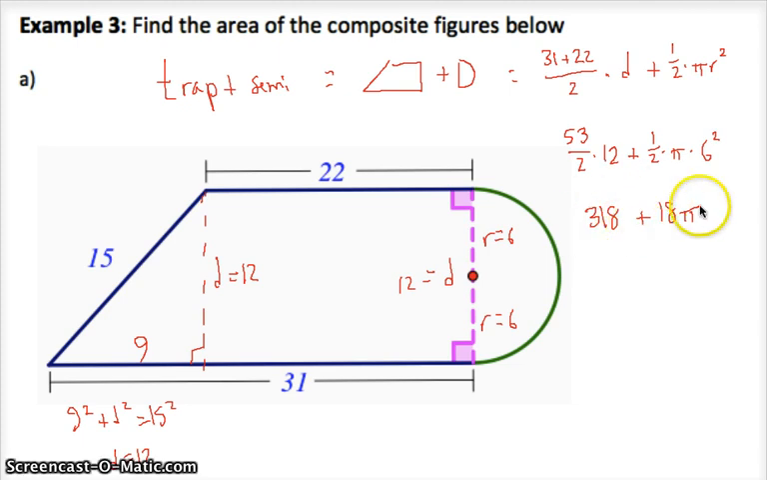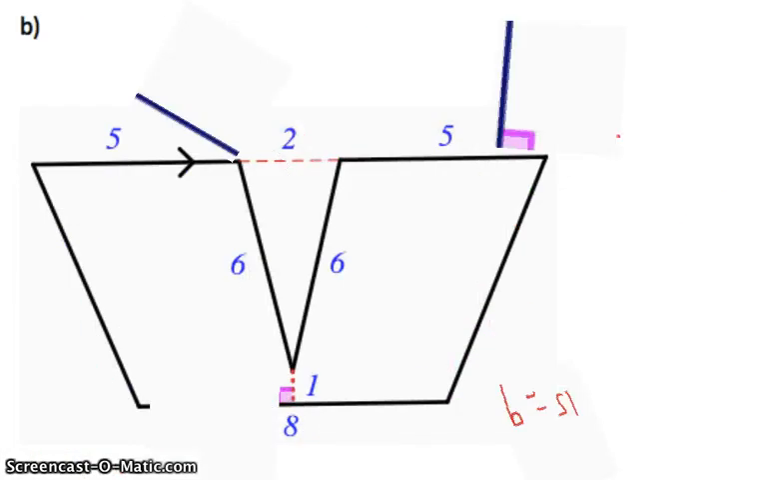What's kind of nice about this exact answer is that because of the pi, it leaves the two things separate, so I can tell that the trapezoid part was 318 and the semicircle part was 18 pi. You don't have to do that, but this worked out exactly that way, so it was fine to leave it like that. Okay, last one.